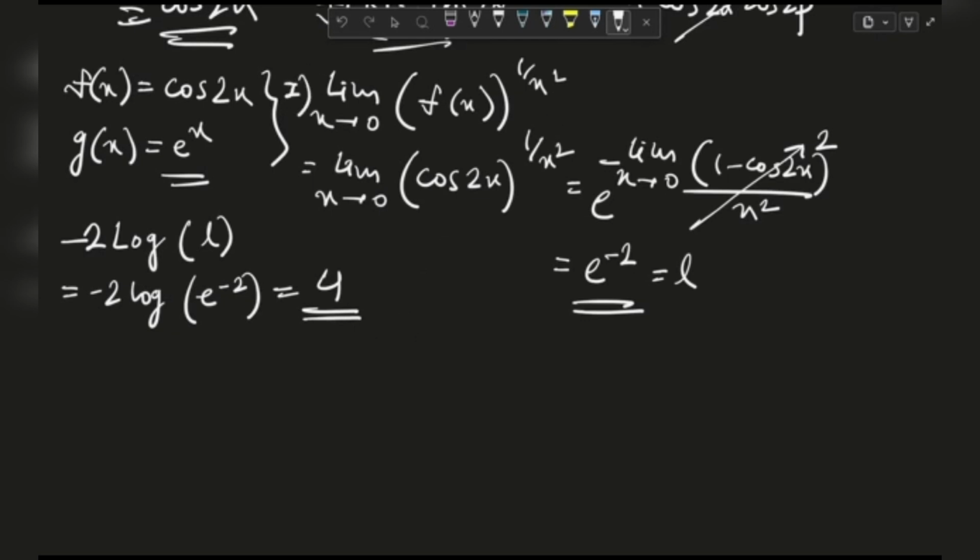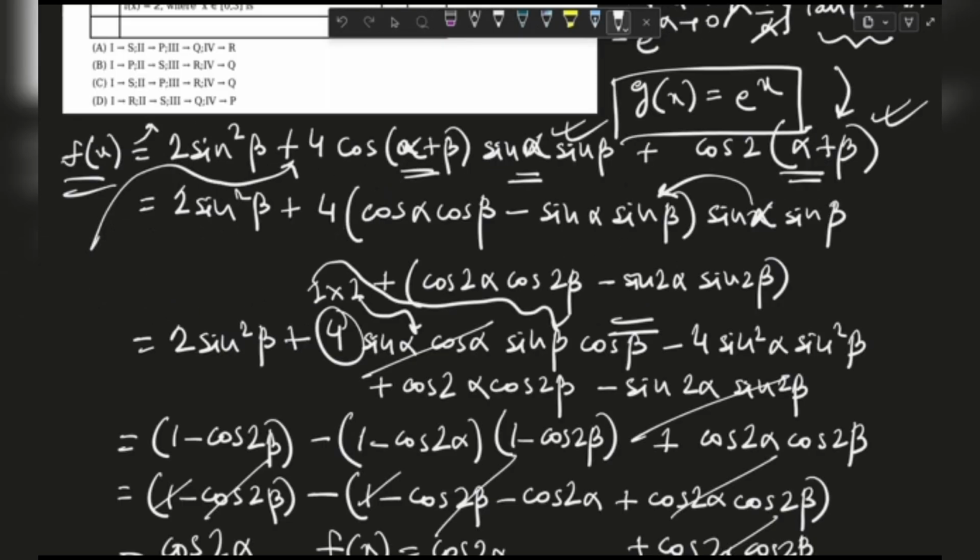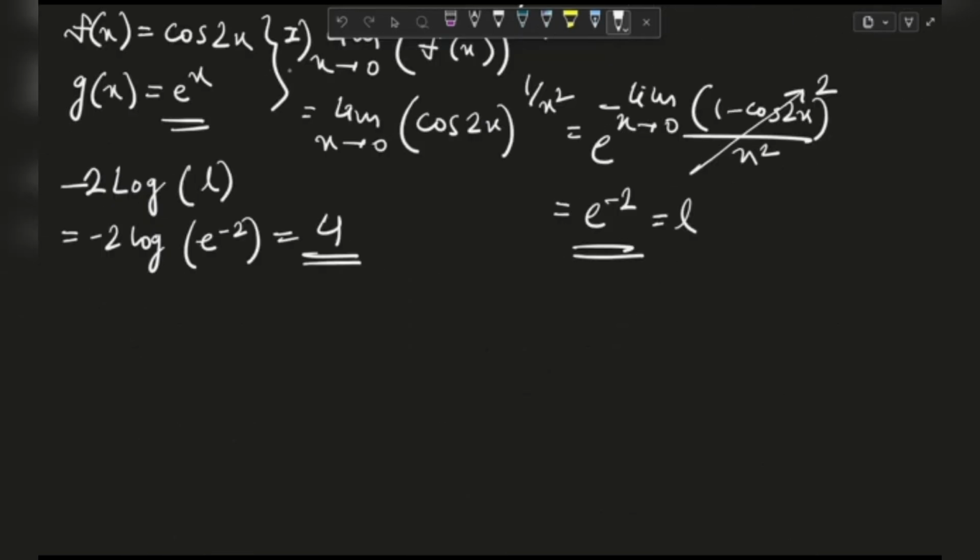I will check once what was written. Yeah, they were written as 1, 2, 3. So I will write 1. So yeah, this was basically our option number 1, verified and checked.